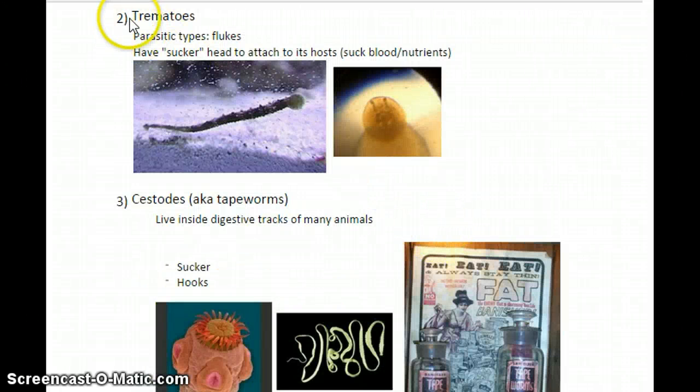Trematodes are another group of Platyhelminthes. These guys are parasitic. They're also known as flukes. They have a sucker attached to their head, and so these guys will attach onto an organism and suck nutrients through its blood. So trematodes can be kind of nasty little parasites.